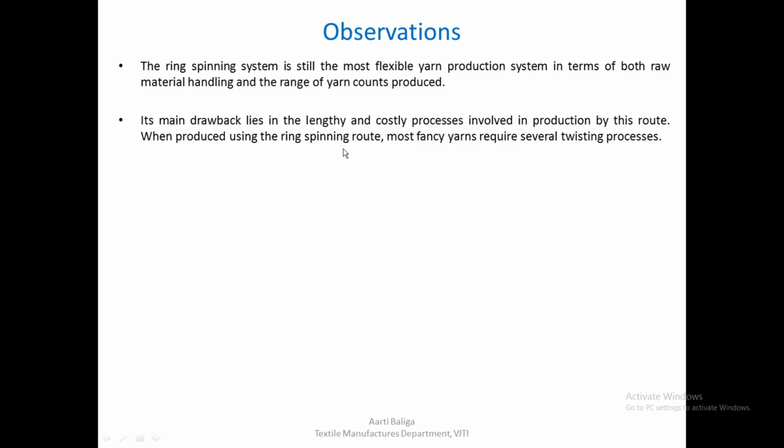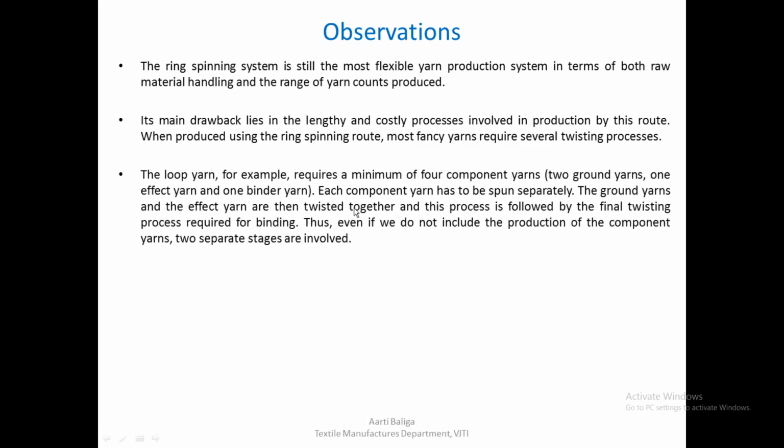When produced using the ring spinning route, most fancy yarns require several twisting processes. As we have seen, to produce a slightly complicated fancy yarn, as in the case of spiral, snarl, and loop, we already need 2 steps to produce them. The loop yarn, for example, requires a minimum of 4 component yarns: 2 ground, 1 effect, and 1 binder. Each component yarn has to be spun separately.